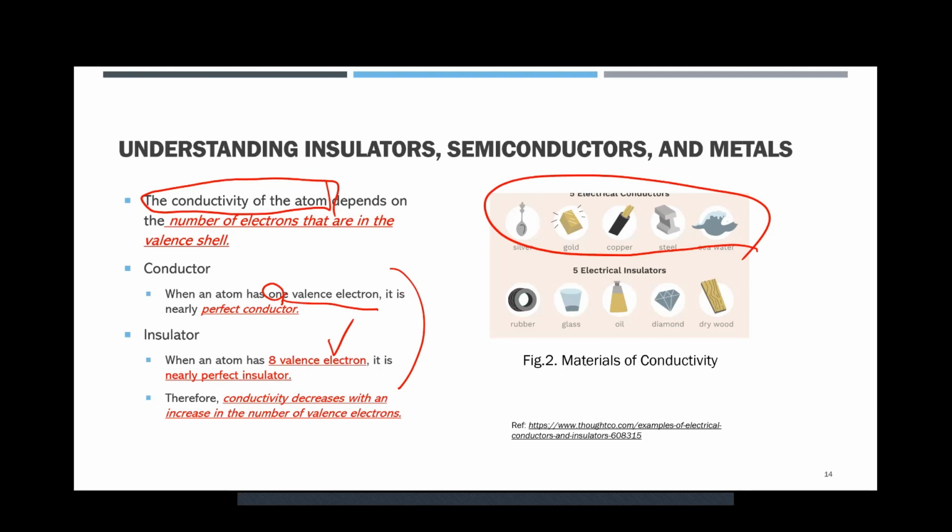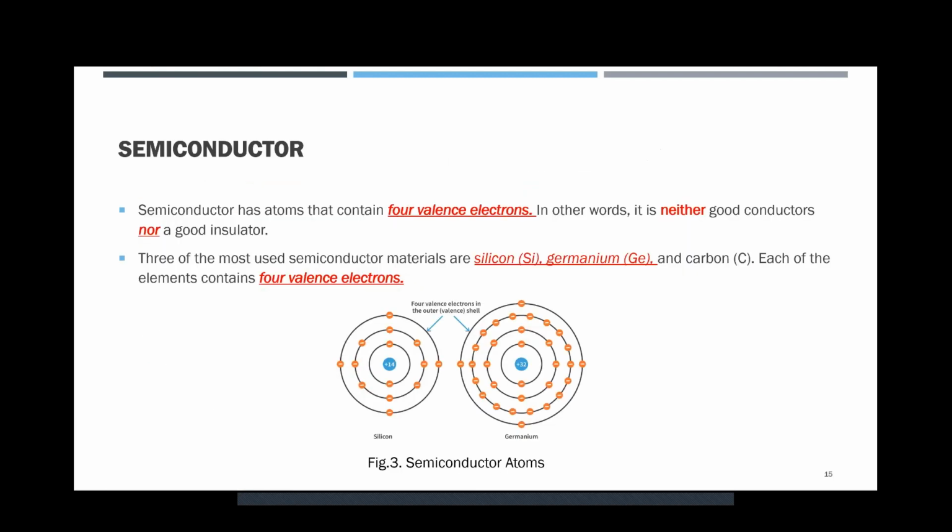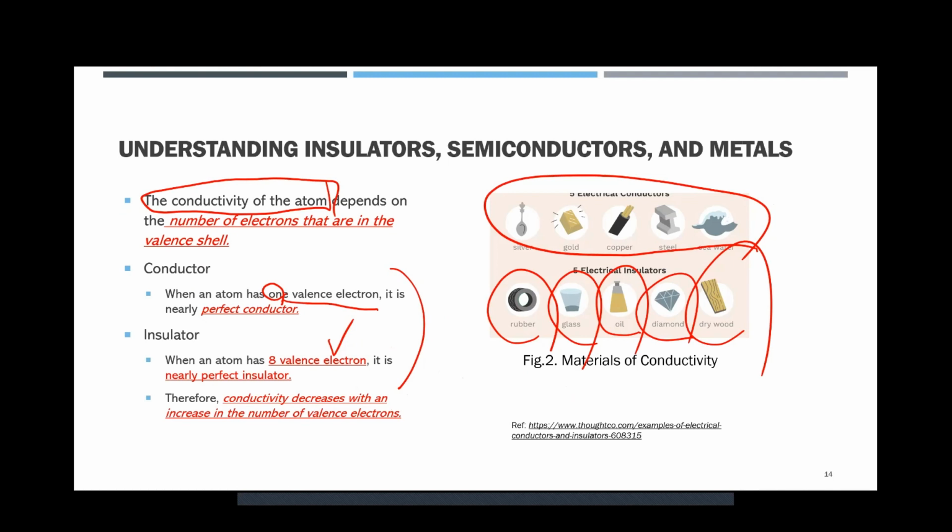The conductors are silver, gold, copper, steel, and sometimes water. But the insulators are really stable, which is good for safety. We're going to use a lot of rubber, glass, oil, diamond, and dry wood maybe as well. So as I said before, it depends on the conductivity of the metal, insulator, and semiconductor.